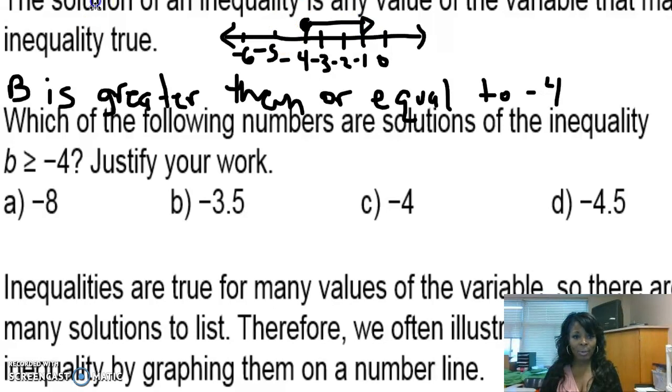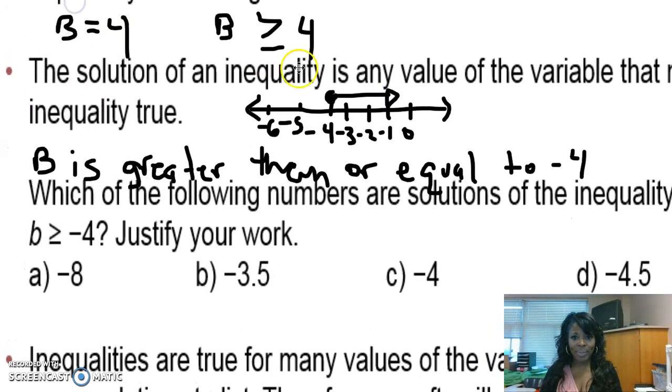Look at that. Here, we're going to pull this out. Isn't that handy? Okay, so which of the following numbers are solutions of the inequality? Is negative 8 greater than or equal to negative 4? Well, negative 8 is to the left, so that would be less than. No. Is negative 3.5 greater than or equal to negative 4?